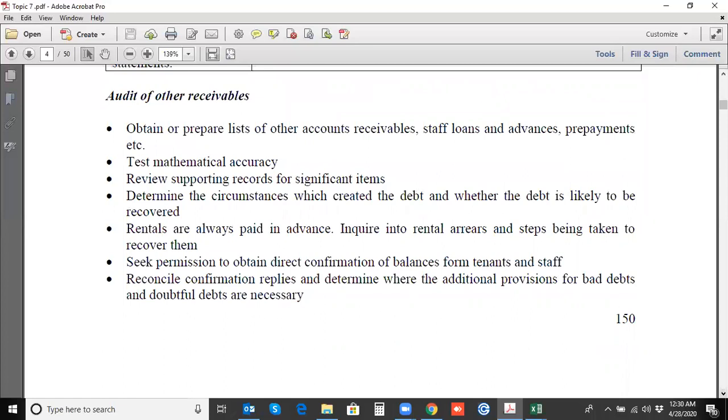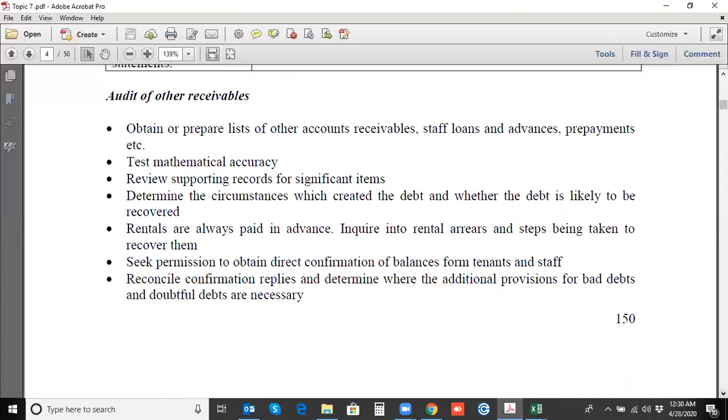So their procedures mainly are going to be ranging from just getting a schedule and making sure that it agrees with the trial balance. Look at the arithmetic accuracy of the schedule. If someone has computed prepaid rent, has it been computed correctly? Look at the supporting documentation for significant items. Maybe we have a security bond of 2 billion. Just confirm it. Make sure that there is actually a certificate of deposit with whoever the bond was being issued. Then look at the circumstances that relate to the date and whether it is going to be recovered.